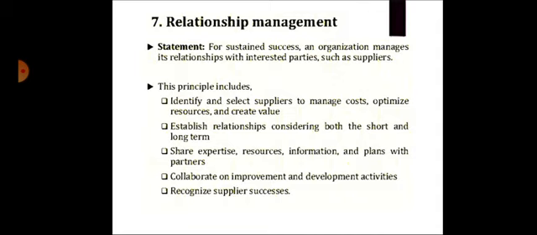The seventh and last principle is relationship management. The statement reads as: for sustained success, an organization manages its relationships with interested parties such as suppliers. This principle includes identify and select suppliers to manage costs, optimize resources, and create value. Establish relationships considering both the short and long term.